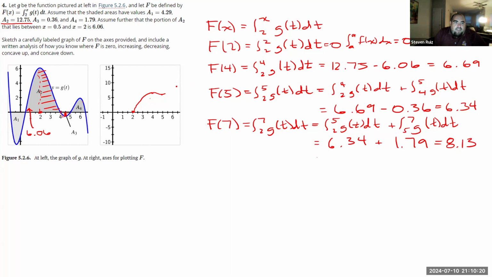And let's talk concavity again. I think this is going to be concave up until about here. Let's, for simplicity, say that's x equals 6, because since the function g is increasing, I'm going to be accumulating area, and the rate at which I'm accumulating area is going to be increasing up to that point. So from here to about x equals 6, I'm going to have a curve that is concave up.